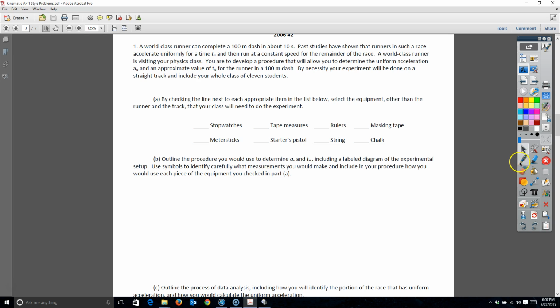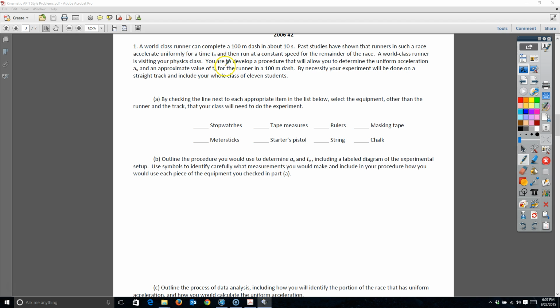Hey, AP Physics 1. This is number 2006, number 2 of the AP style type questions for kinematics. We have a world-class runner who can complete a 100-meter dash in about 10 seconds. They show that runners in a race of this caliber accelerate for a time and then run at a constant speed the rest of the race.